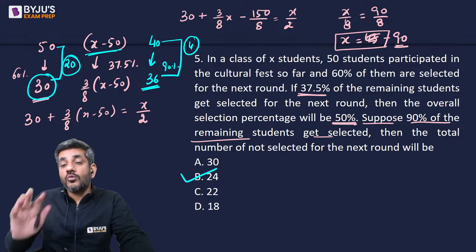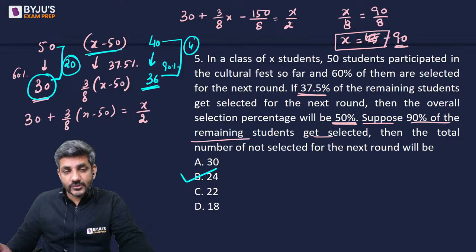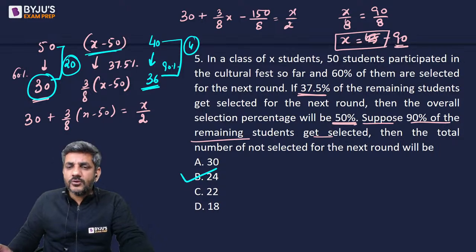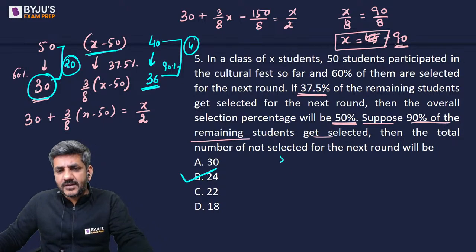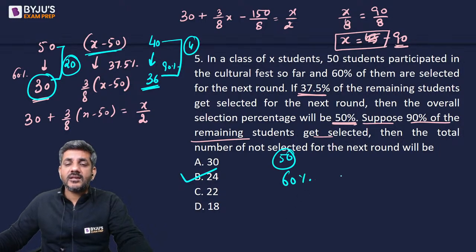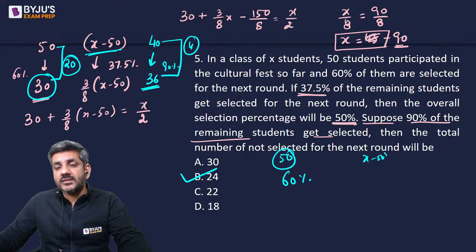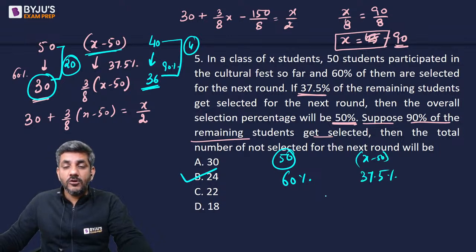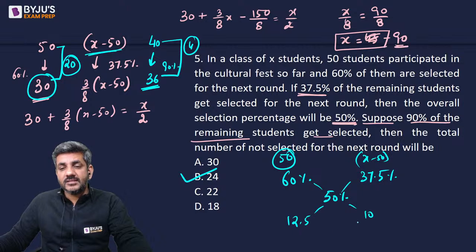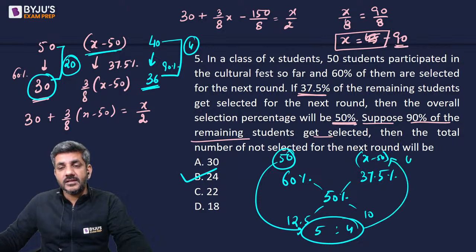So you could have used alligation here as well. Okay, how do we use alligation? There are 50 students, out of which 60% are selected for the next round. There are remaining students, out of which if 37.5% are selected for the next round, the overall percentage will become 50%. The difference here is 12.5. The difference here is 10. The ratio is 5 is to 4. So if 50 is equal to 5, then x minus 50 is equal to 40.